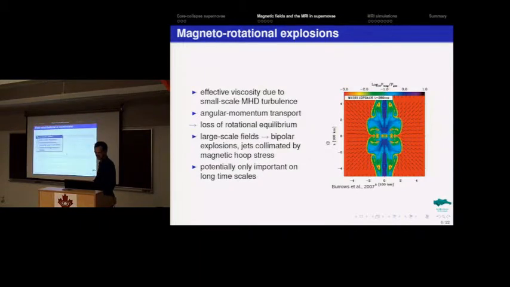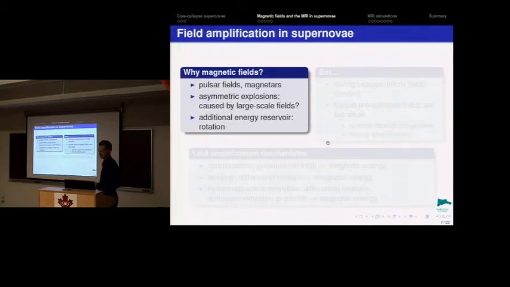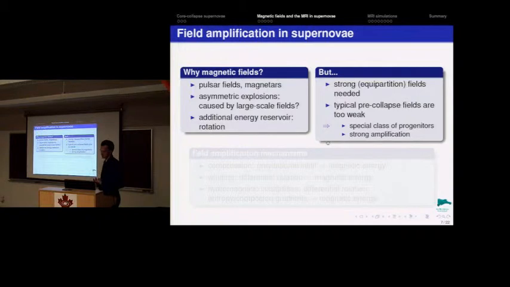Okay, so the crucial point has already been mentioned. We need very strong magnetic fields, and typical pre-collapse fields are too weak. So either we have to use a special class of progenitors, which may or may not exist, or we have to rely on very efficient field amplification during and after collapse.